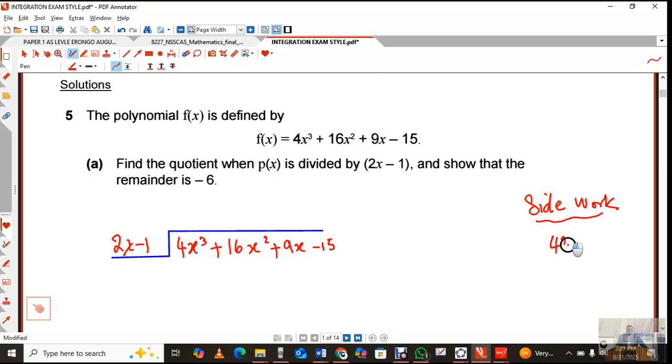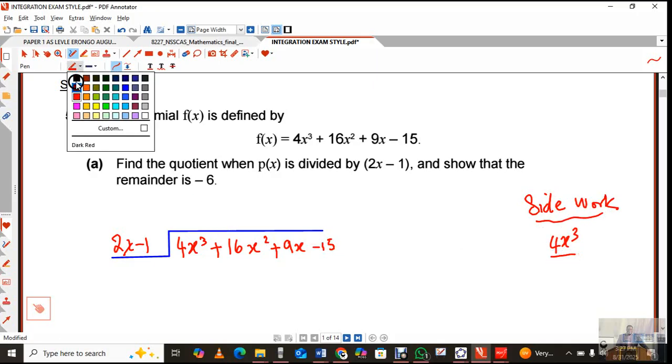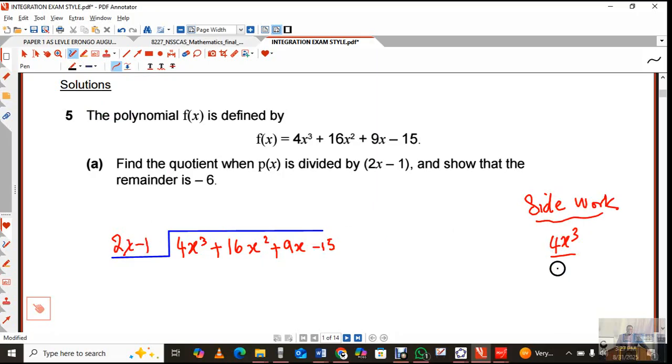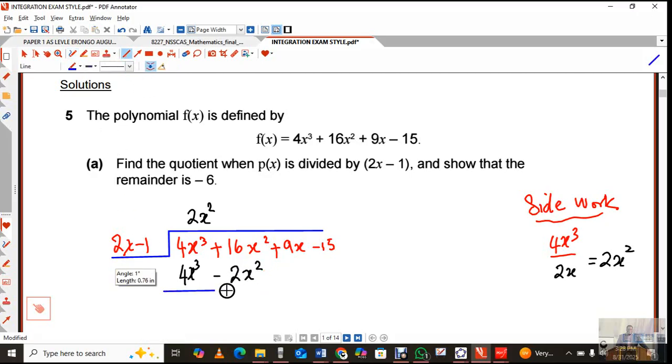So you start with the 4x cubed. We'll divide it with the 2x, and whatever that answer would be, 2x into that will be 2x squared, and that is what comes up over here. Then you multiply 2x times that, that gives you 4x cubed. You multiply with negative 1, that gives you negative 2x squared. Very important that you remember that.